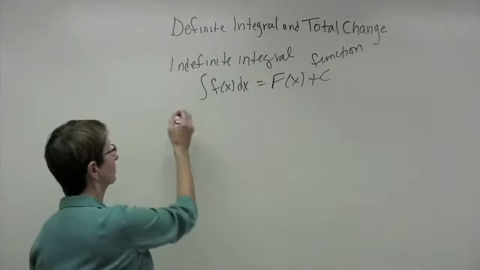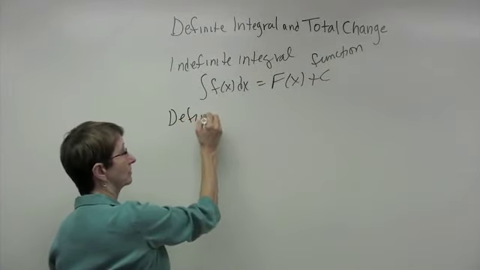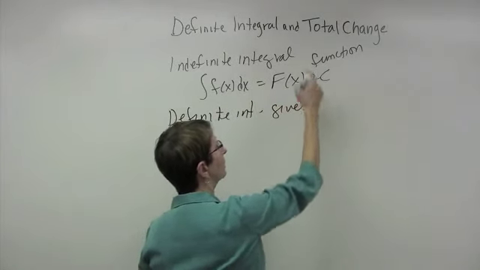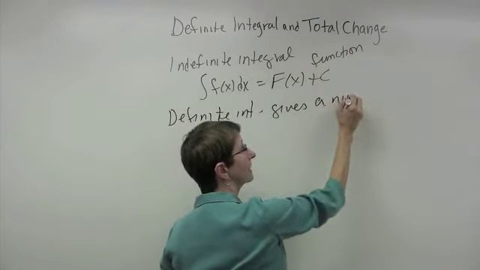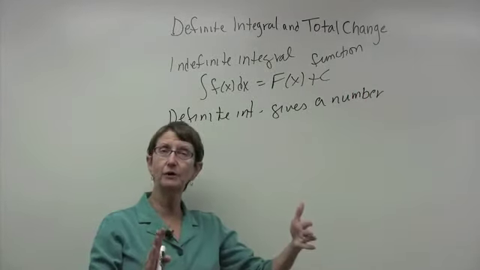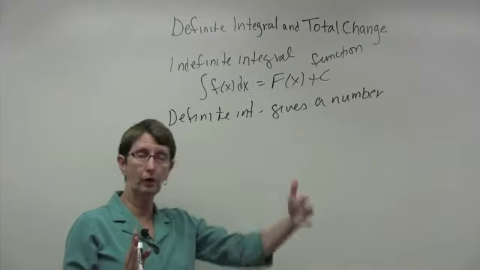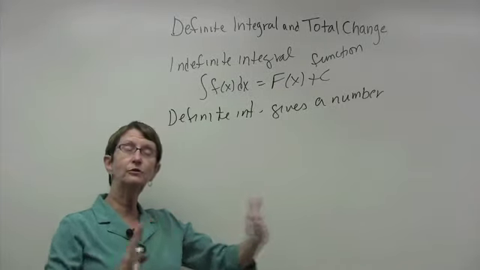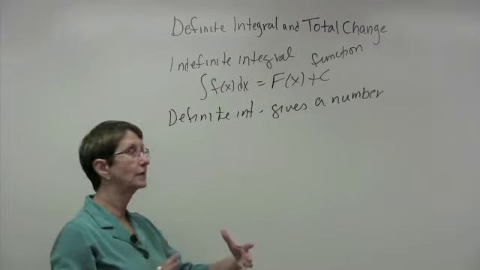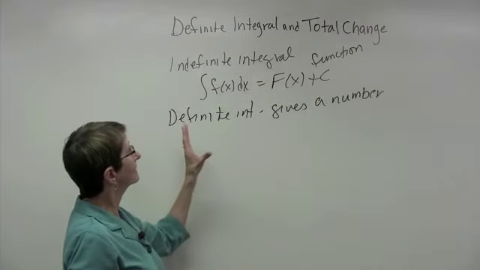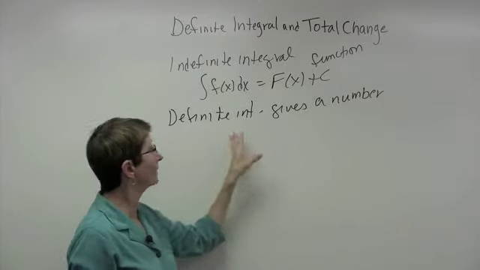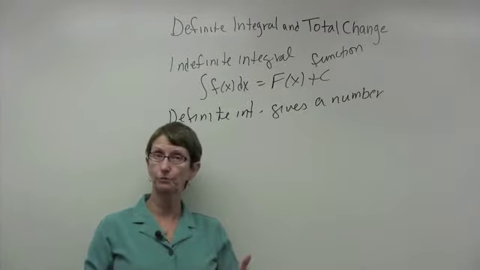Now the definite integral gives us a number. So when we talk about the definite integral telling us a total change in something, that is a numeric value. We start at some point, we go to another point, and the definite integral tells us the change between those two points, the total change. So let's look at an example and then see a way that we can write a definite integral.